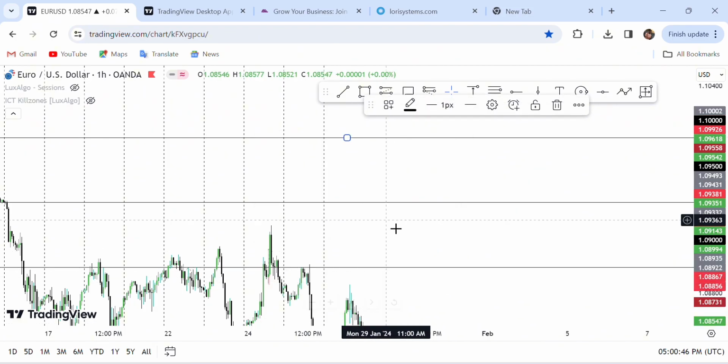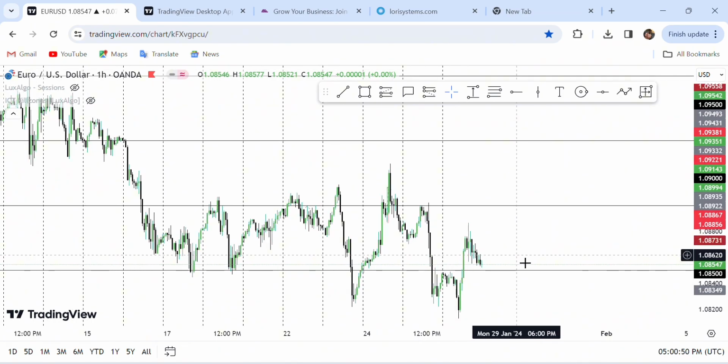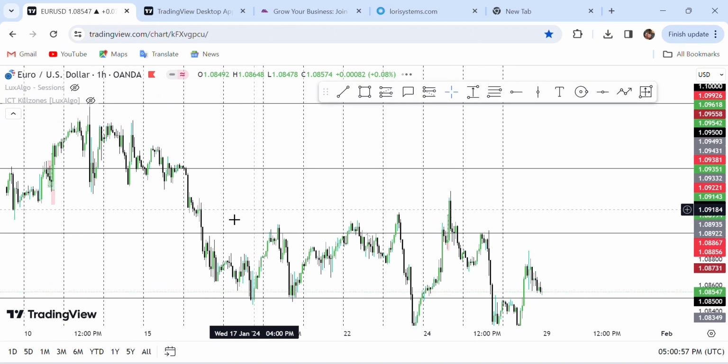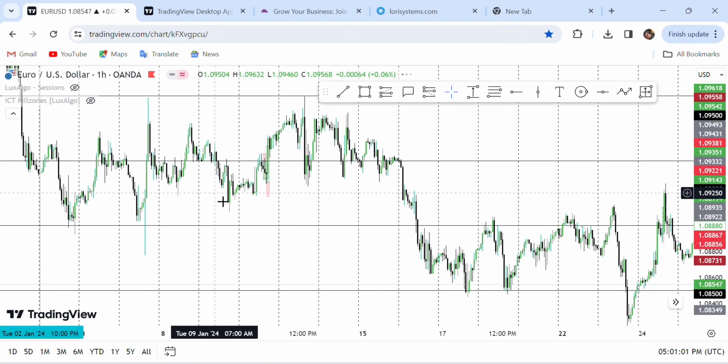Okay, so now let's take a few quick examples of how this strategy works together with ICT concepts and the indicator that I just showed you, so that you can use that to make the best decisions. So we're going to start from here.